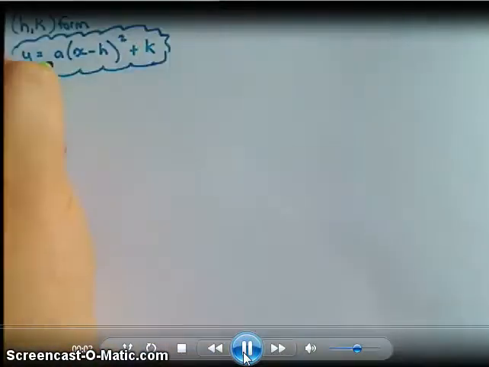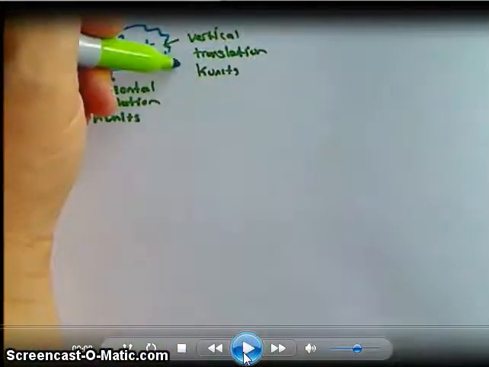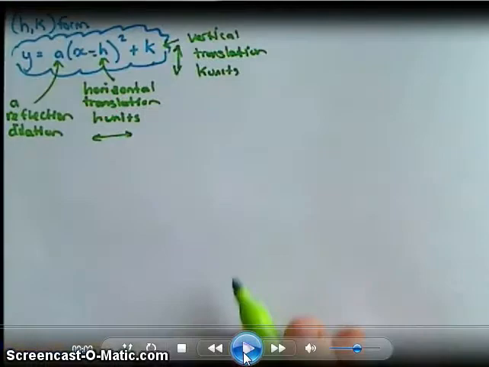So the next form of quadratic we're going to look at is called HK form. The A gives us the reflection if it's negative and a dilation factor, horizontal translation and a vertical translation. What's actually translating here is the turning point. It's moving horizontally or vertically by those particular units.